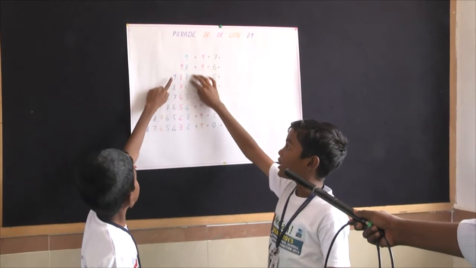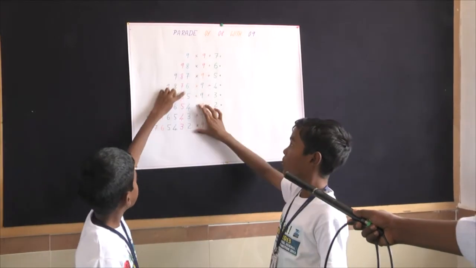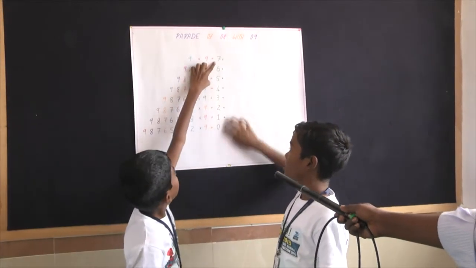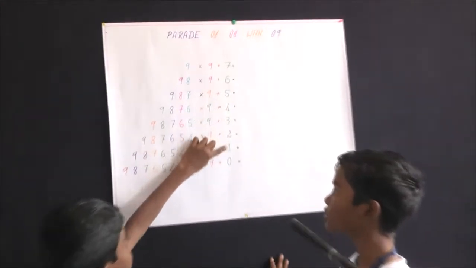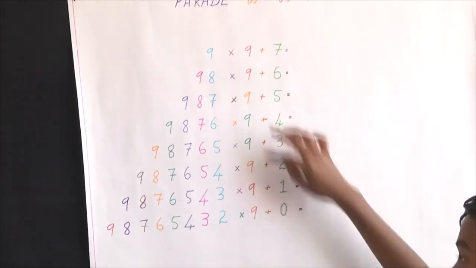Here we can find a descending order from big to small. Here also: 7, 6, 5, 4, 3, 2, 1, 0. The rule is you should not change this number.